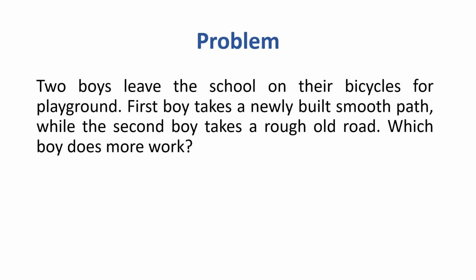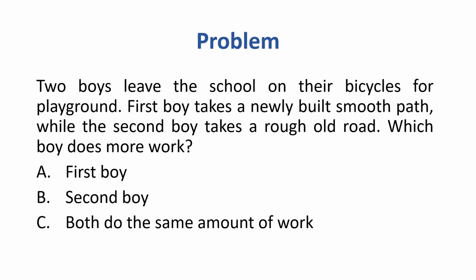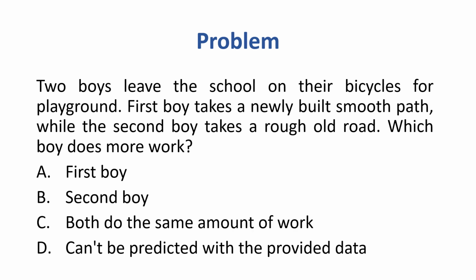Another problem is that two boys leave the school on their bicycles for playground. The first boy takes a newly built smooth path while the second boy takes a rough old road. Which boy does more work? First boy, second boy, both do the same work, and cannot be predicted. Correct option is option B, second boy.